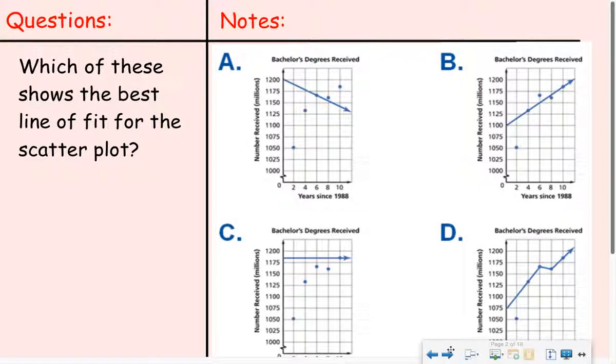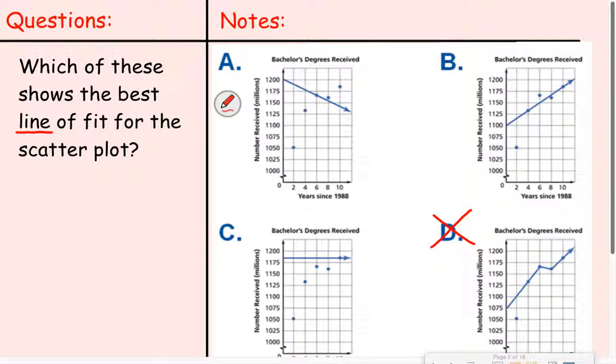All right, let's get to the first example here. Which of these shows the best line of fit for the scatter plot? Well, first of all, a line of best fit has to be a straight line. So if you look at A, B, C, and D, D isn't even a straight line, so we can eliminate that one immediately. Now we're going to look at A, B, and C. All the data points are the same, but one of them is going to go through the data the best.